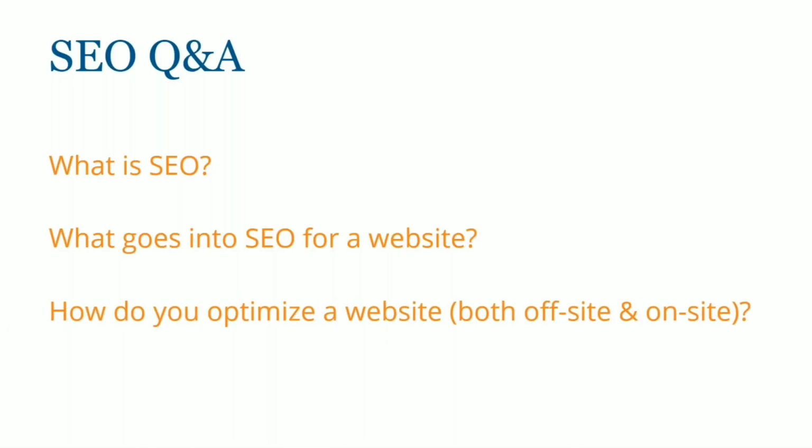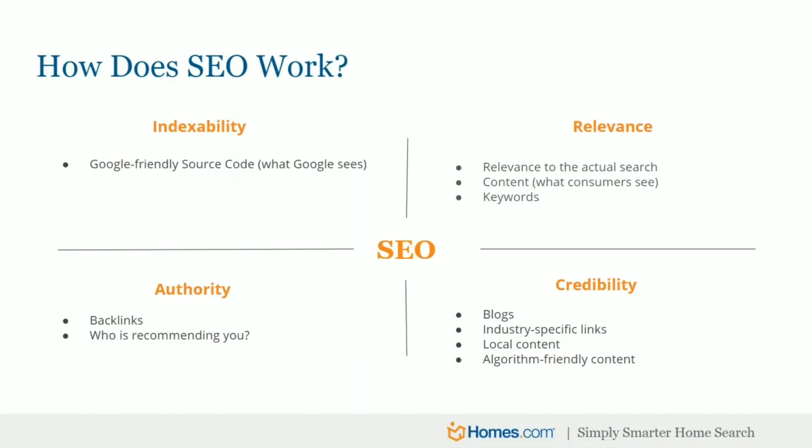So how do I optimize my website, if I want to do that, to make it more visible on Google and get better search results? Here's this matrix that I've pulled up for you, and it really comes down to 4 factors. The first one is indexability.